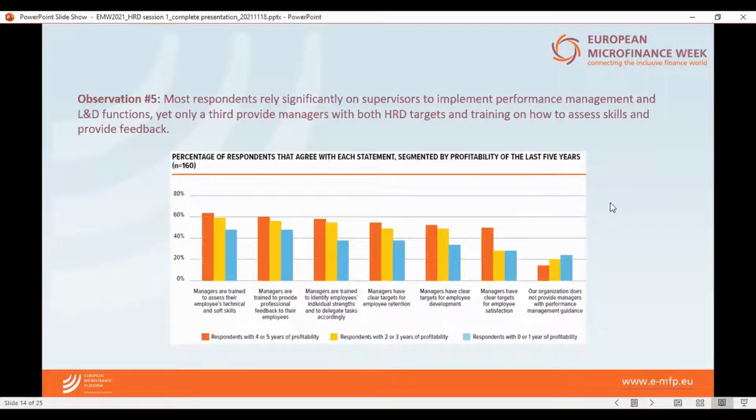The chart on this slide illustrates the positive relationship that seems to exist between the provision of performance management guidance and organizational profitability. There's another chart in the survey report showing a similar relationship between the provision of performance management guidance and market share. The data suggests that it would be worthwhile for MFIs to provide supervisors with more performance management guidance. In other words, to build their capacity to fulfill their HR roles.